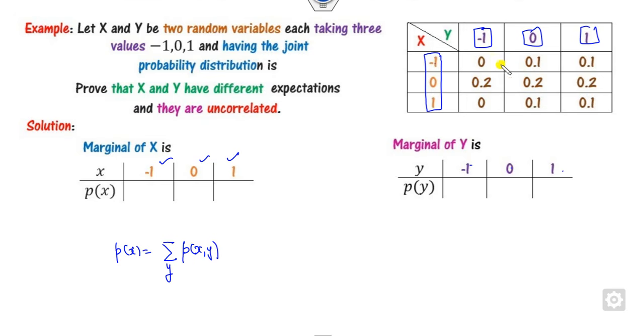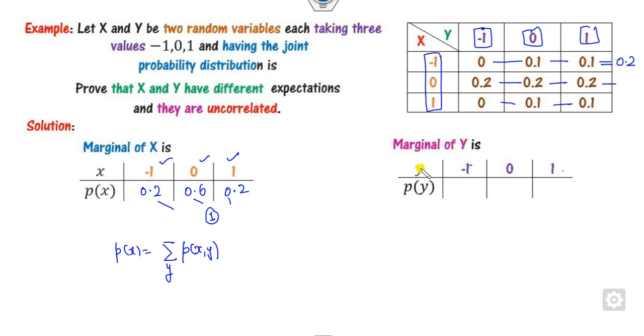So when x is -1, you can simply add row-wise. What will happen? The number is 0.2. What is the row-wise addition? This is my 0.6. The row-wise addition is my 0.2. You can also check that the sum of these three will be 1.